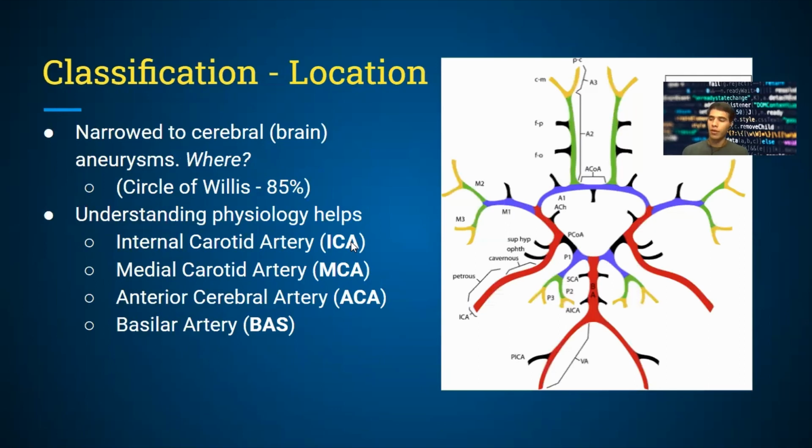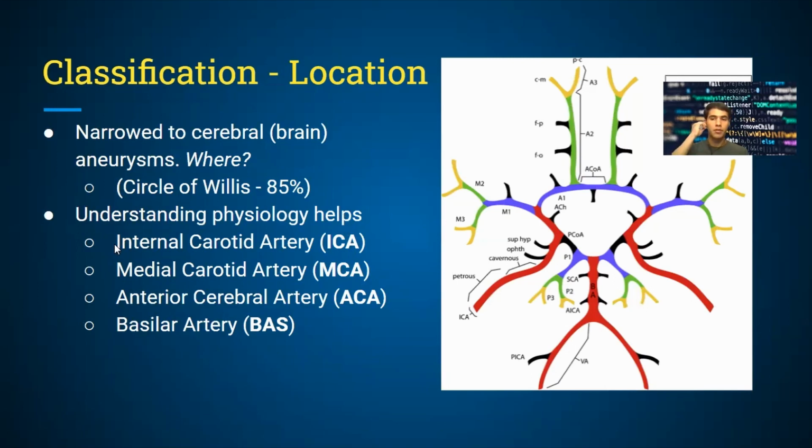The location of where these aneurysms occur is also important. This is an intracranial aneurysm, so it happens within the brain and the arteries leading up to the brain. There could also be other aneurysms in the body, such as peripheral aneurysms in the hepatic ducts.